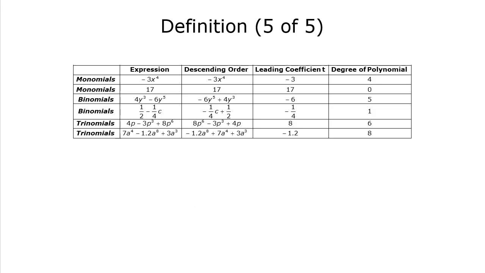So here are some examples of monomials, binomials, and trinomials. You can see that the first example, they're not necessarily in descending order, and then in the second column, we put them in descending order, which puts them in proper polynomial form, and then by doing that, we thus know what the leading coefficient is, because it's always the coefficient in front of that first term, the one that has the highest power, and then the power of that term becomes the degree of the polynomial.